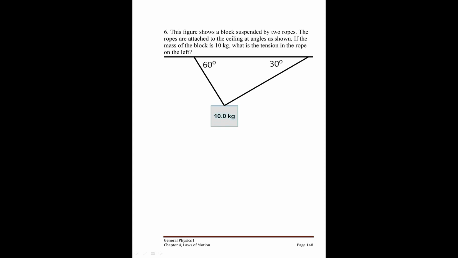List my forces, and then I will find the tension on each rope. All right, I have the weight of the block, FW. I have the tension in the left, which I'm going to call FTL, and then I have the tension on the right, and I'll call this FTR. Now I can just look at it and tell you that the tension in the left is going to be bigger than the tension on the right.